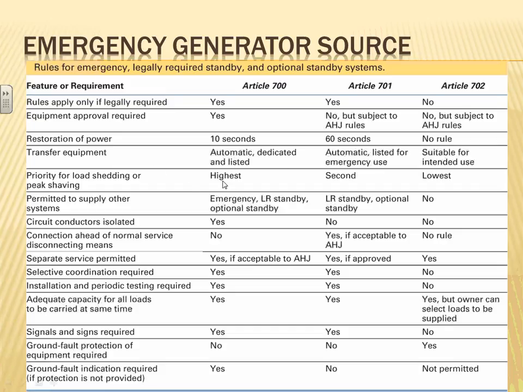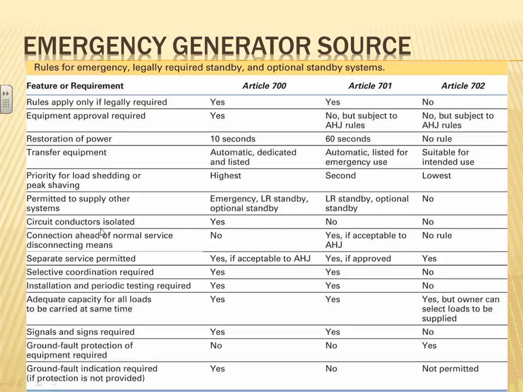Priorities, of course, emergency is the highest, then the legally required, then the lowest is standby. Permitted to supply other loads: emergency, only the emergency load. Legally required, you can have optional standby load on it, and permitted to supply other loads. Article 702, no. So for this one, if it's optional, what they're saying is no for the 702, meaning if you have a standby system, you cannot supply an emergency system out of it, right? Because it's a standby system.